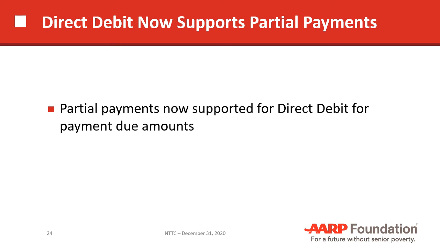Direct debit now supports partial payments. So if somebody chooses to do direct debit for the balance due that they owe, and they can't afford to pay the whole thing, but they can afford to pay half of it, let's say, or any amount, they can essentially put in partial payments, and those direct debits will happen electronically. So that's something that we couldn't do before, so this is something new.